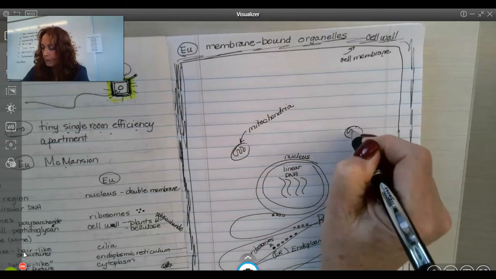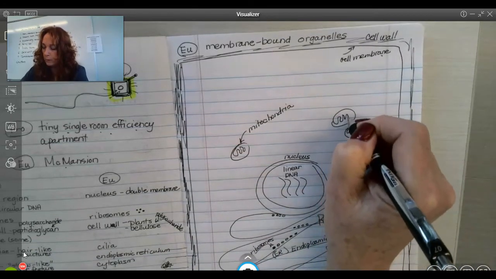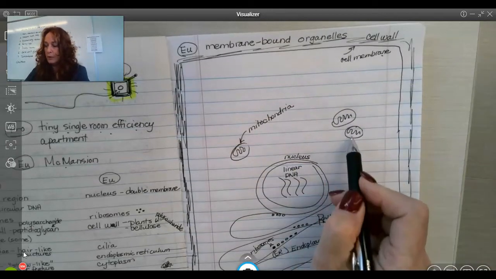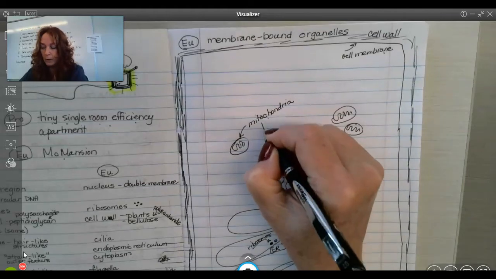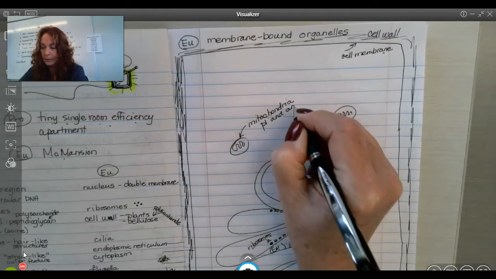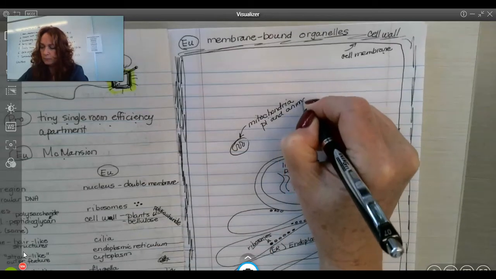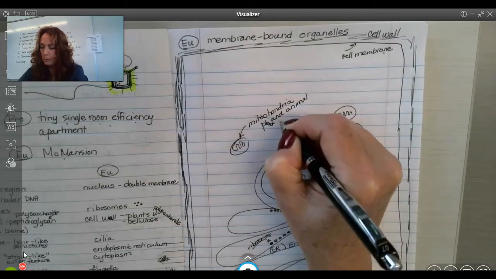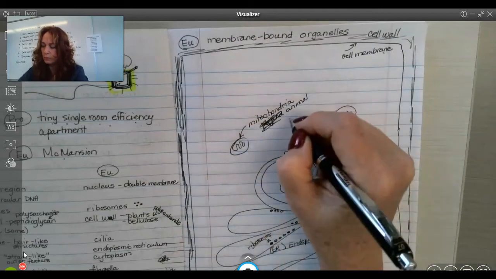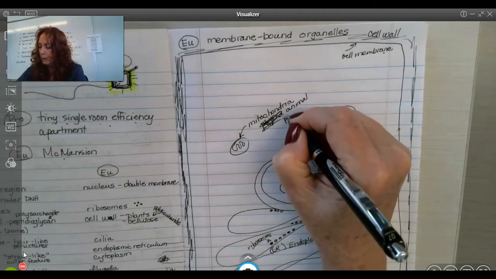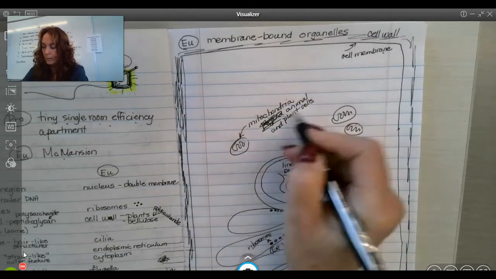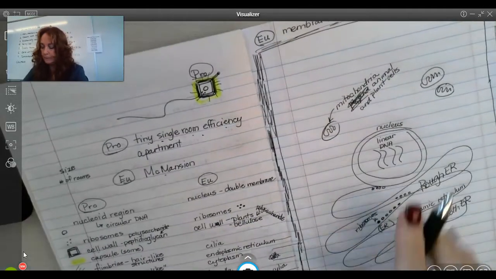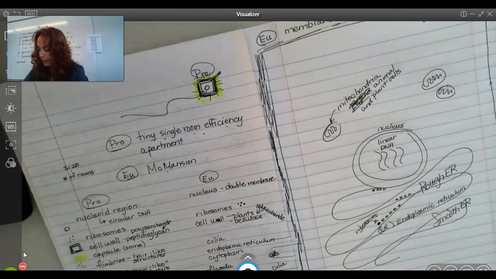So I'll draw another one. Notice they're pretty much the size of a prokaryote. Then you could have a chloroplast if you were a plant. So mitochondria are in plant and animal cells, both. All eukaryotic cells have mitochondria.